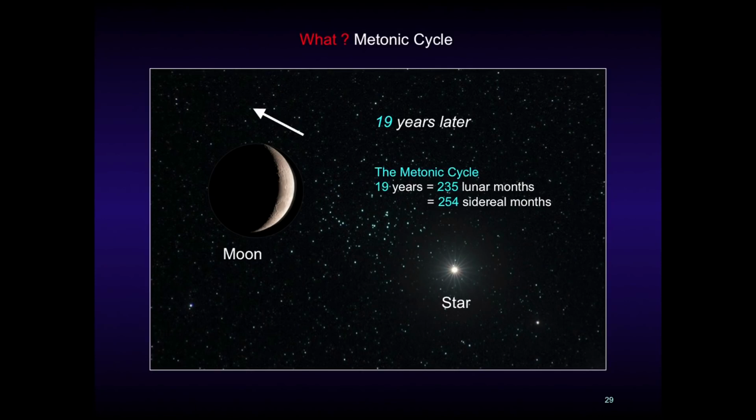And it's been through 254 sidereal months. This is the basic orbital cycle of the moon around the Earth, the cycle of the moon against the stars. So it's in the same position relative to the prominent star. So this is a brilliant predictive cycle for the moon.